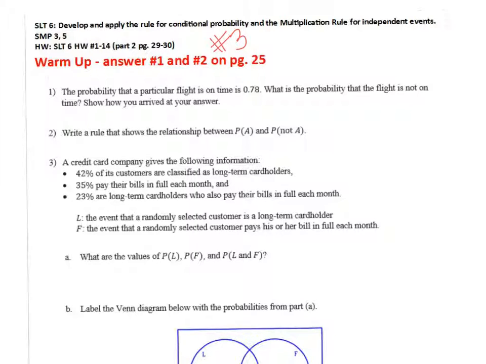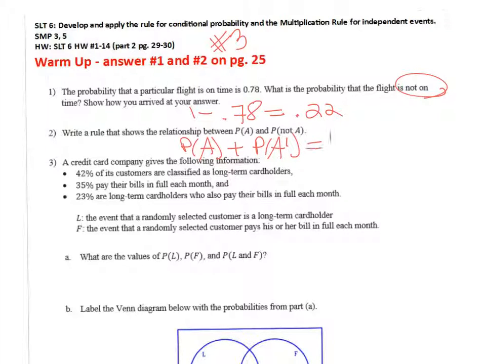So when it says, what's the complement, we're going to do 1 minus 0.78 and get 0.22. The relationship between A and not A, or the probability of A and not A, is if you add them together, you get 1.